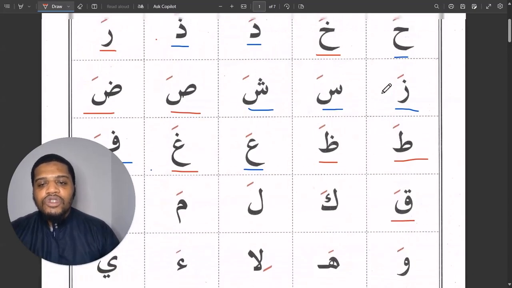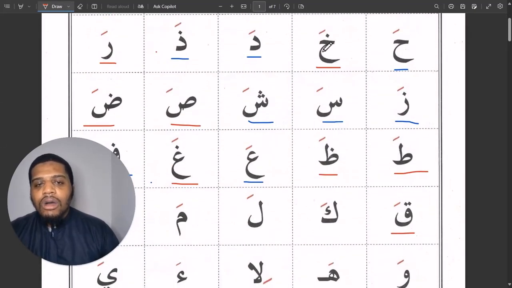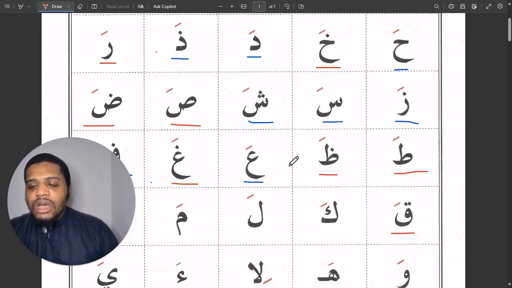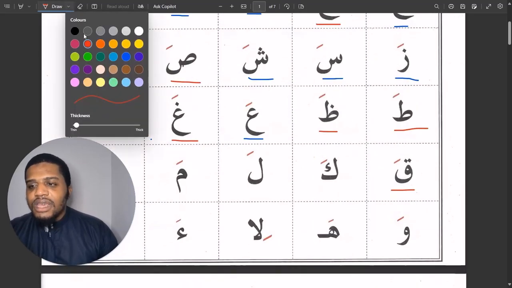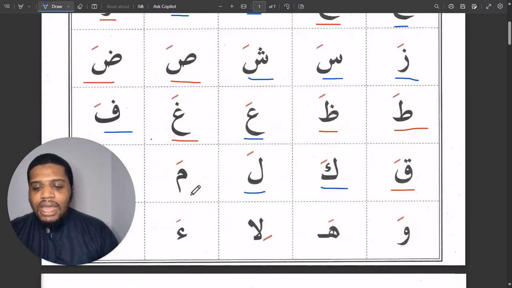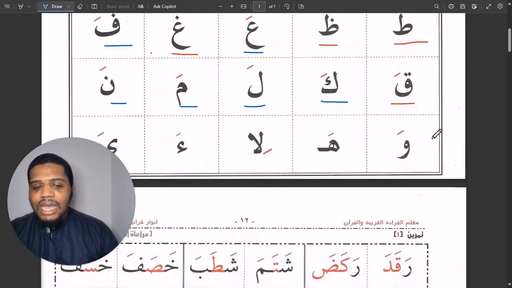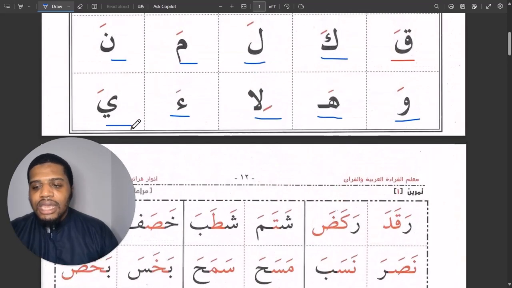And you can see with all the strong letters, a, kha, ra, sa, da, ta, za, gha, qa, a. So that's the common sound as it relates to fatha on top of strong letters. And then we go back to the weak letters again. So ka, la, ma, na, wa, ha, la, a, and ya.